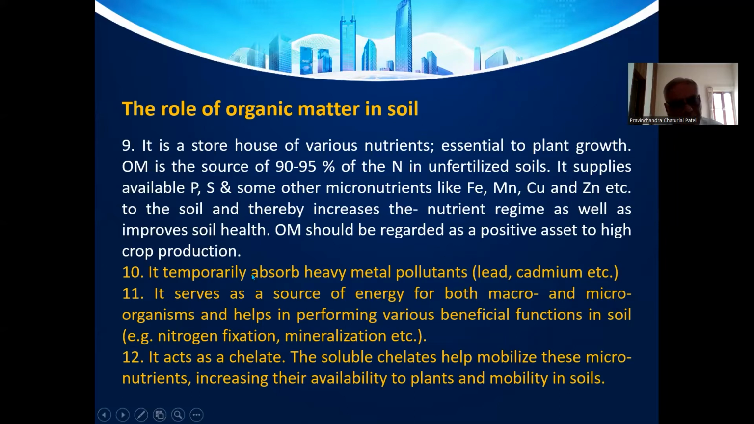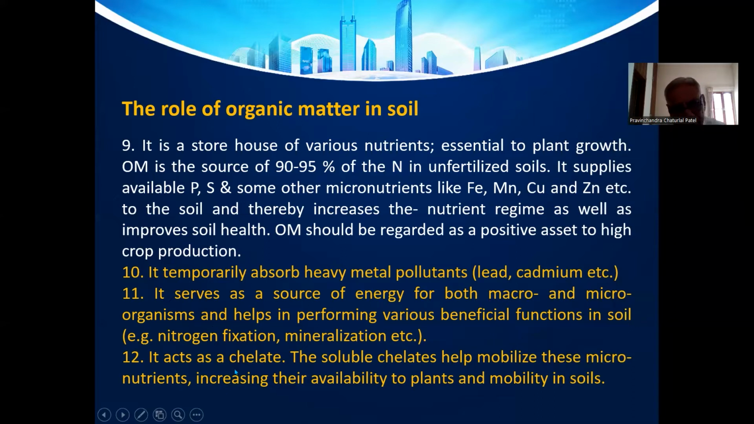Then number 10, it temporarily absorbs heavy metals and pollutants, lead, cadmium, etc. It serves as a source of energy for both macro and microorganisms and helps in performing various beneficial functions in soil, nitrogen fixation, mineralization, etc. So you can know that the food of the microorganism is organic matter. So when there is sufficient organic matter, then microorganisms multiply, and you know that there is a role of the beneficial microorganisms in nitrogen fixation and mineralization.